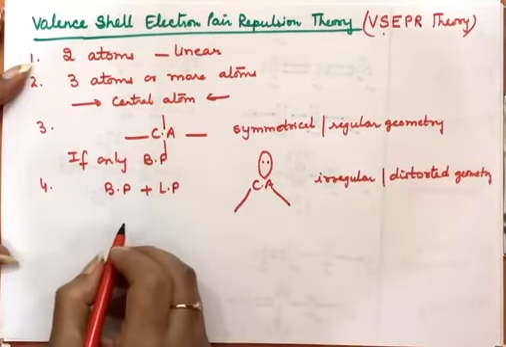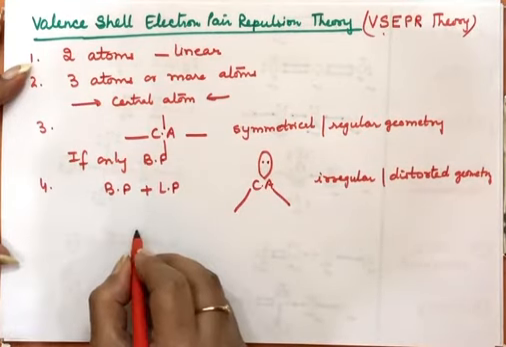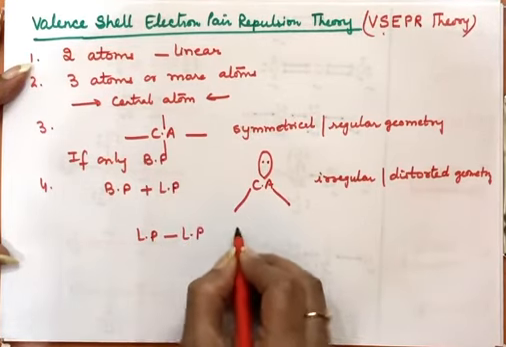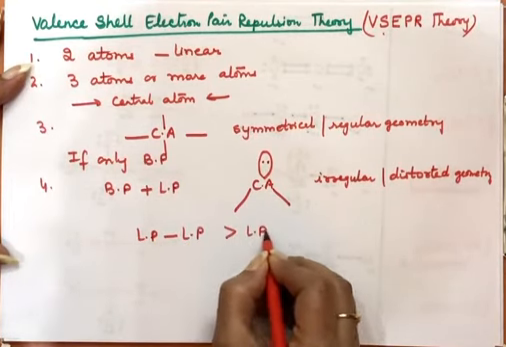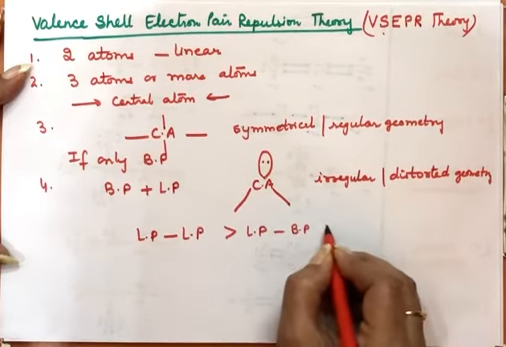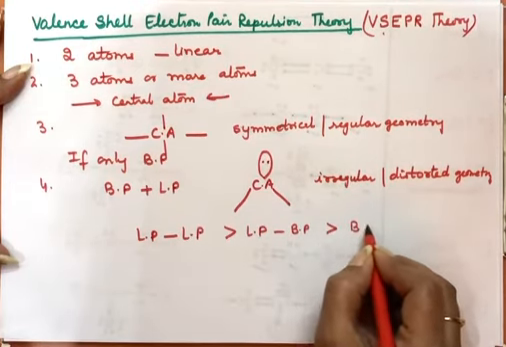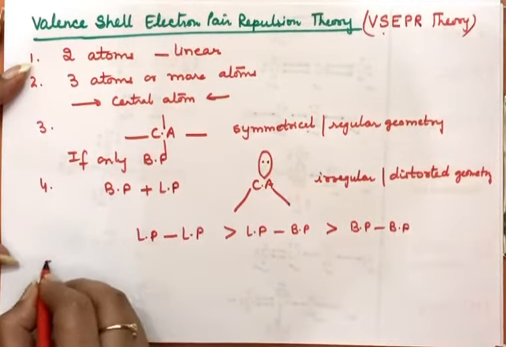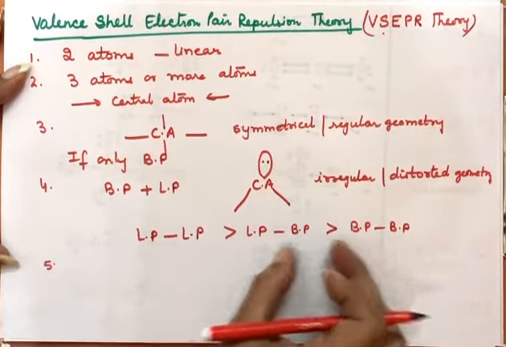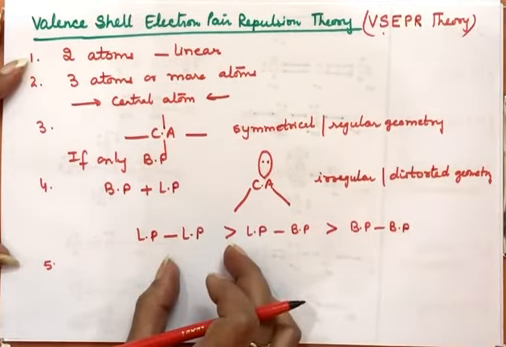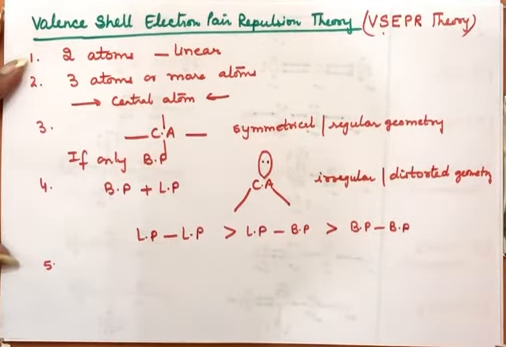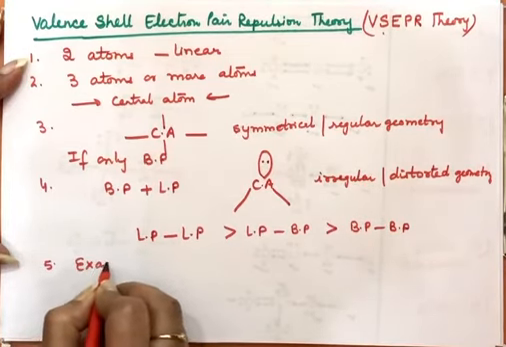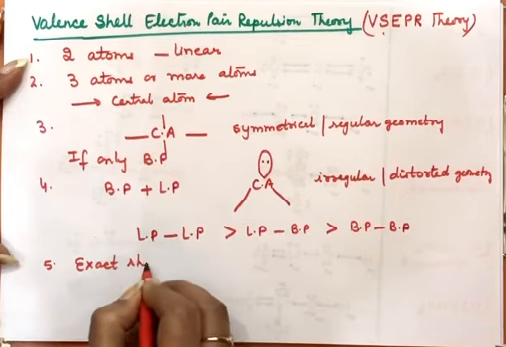The order of repulsion between electron pairs: more repulsion is between lone pair and lone pair, then the repulsion between the lone pair and bond pair, and very little repulsion is between the bond pair and bond pair. Because of the lone pairs, the repulsion order will not be the same. But if only bond pairs are there, then repulsions from all sides will be similar. And the exact shape of the molecule will be decided from this.